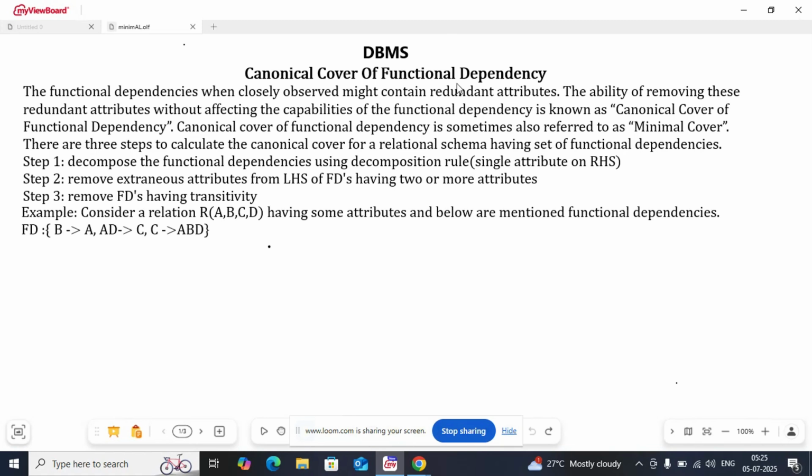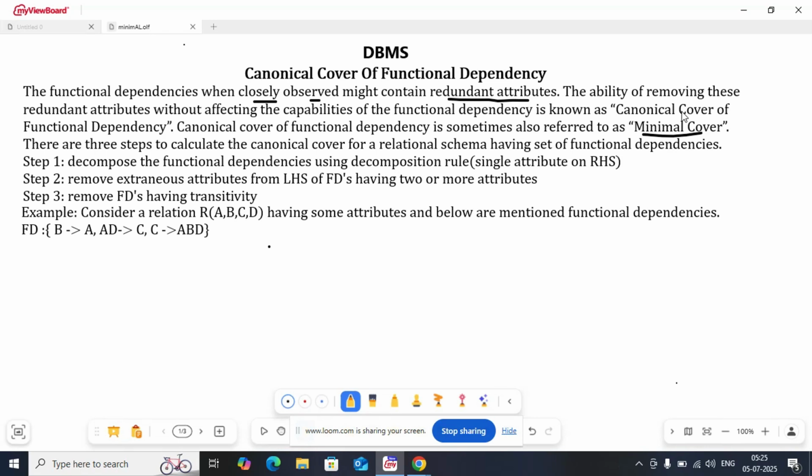Canonical cover of functional dependency is also known as minimal cover. Now, what do you mean by canonical cover? We know that a functional dependency, when we closely observe it, might contain a redundant attribute. What do you mean by redundant attribute? That means duplicate attribute. The ability of removing this redundant attribute without affecting the capabilities of the functional dependency is basically known as canonical cover.